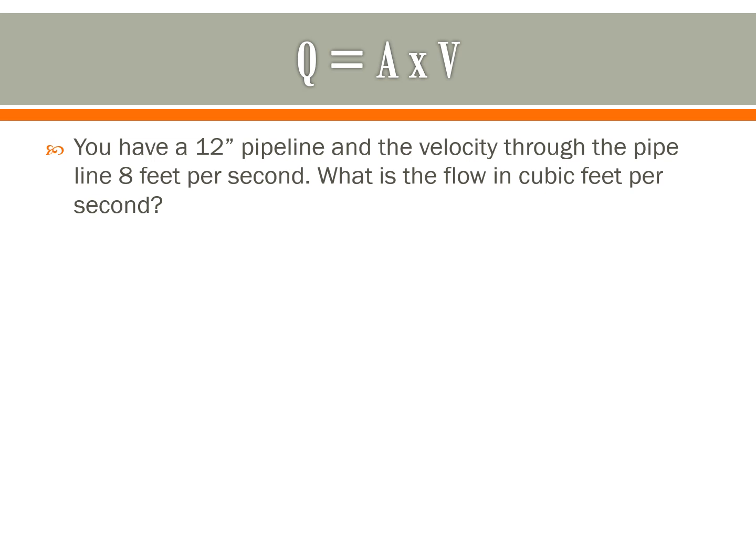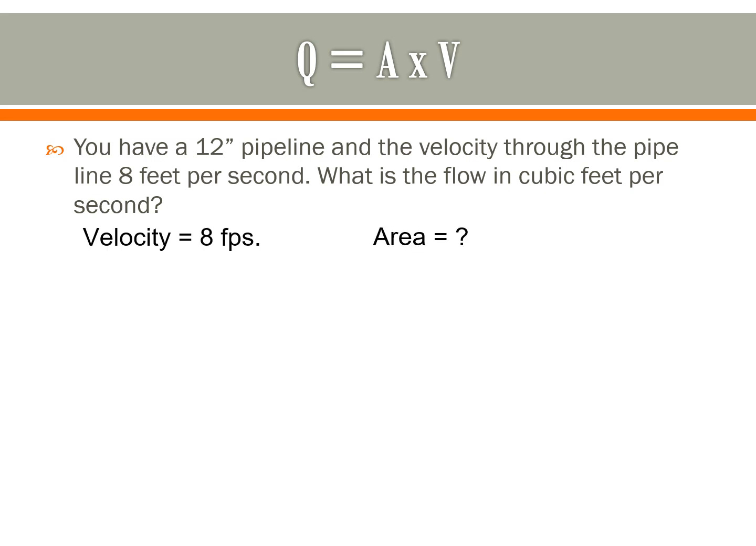Okay, you have a 12-inch pipeline, and the velocity flowing through the pipe is 8 feet per second. What is the flow in cubic feet per second? All right, if you want to hit pause and solve this one for yourself, feel free to do so. If not, let's work on this one together. All right, so we are doing a QAV, right? We are trying to solve for cubic feet per second. The information we've been provided is we have a 12-inch pipeline and the velocity flowing through the pipe is 8 feet per second.